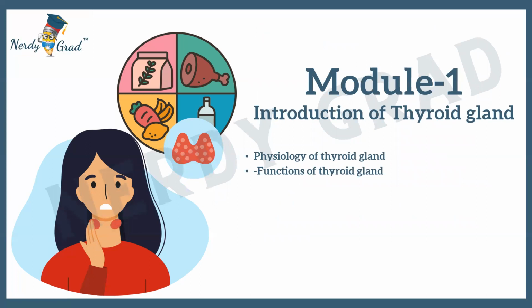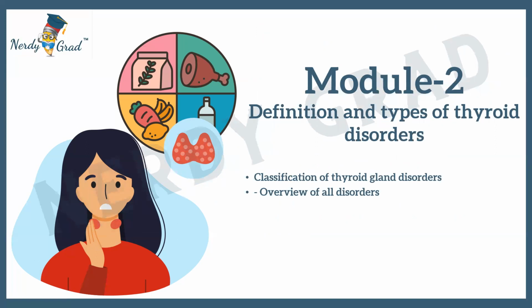Module 1 would be your introduction of thyroid gland. In this we will basically cover two topics. First would be physiology of thyroid gland, next would be functions of thyroid gland. In module 2 we will cover the definition and types of thyroid disorders. We will cover the classification of thyroid disorders and an overview of all disorders, like definitions, basically, so that you can understand what type of disorders are available in the thyroid gland.